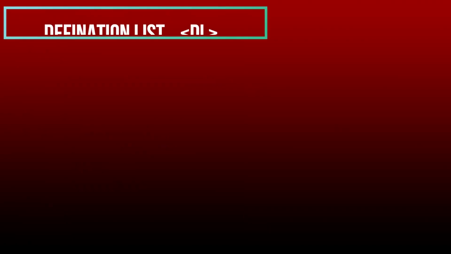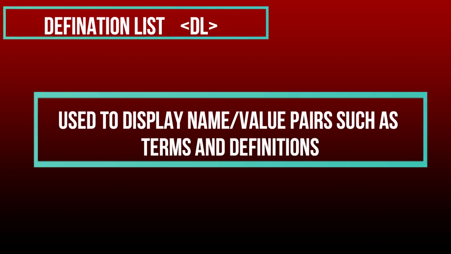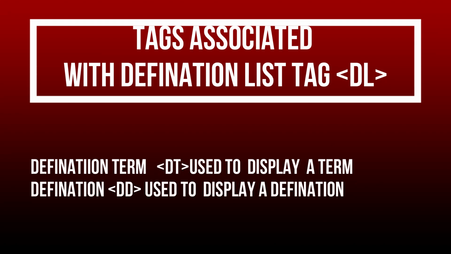The next is the definition list. It is also known as a description list, and it is basically used to define a particular term along with its definition. The tags that are associated with the definition list are: number 1, definition term denoted by DT. It is used to display a term. Second one is definition description, which is denoted by DD, and it is used to display a definition.